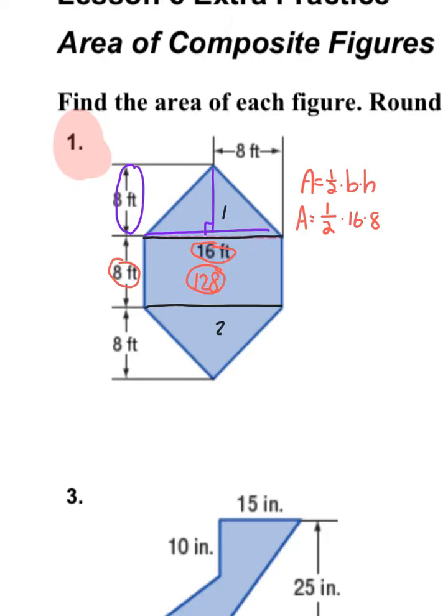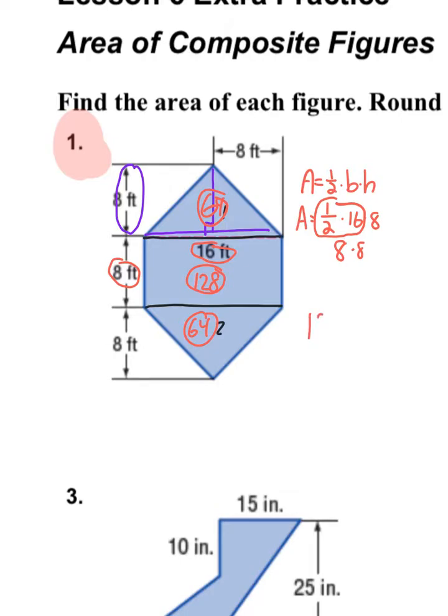Now you could type it in a calculator, or I know half times 16 is 8, and 8 times 8 is 64. So the area of this triangle will be 64, and that means the area of this triangle is 64. So then all we have to do is add those together.